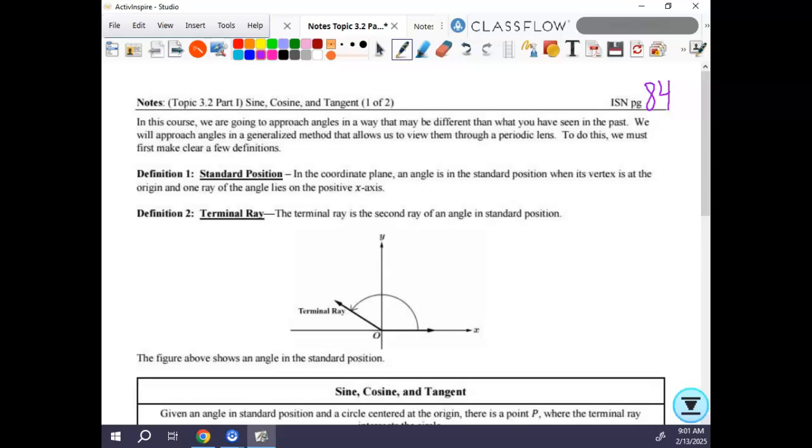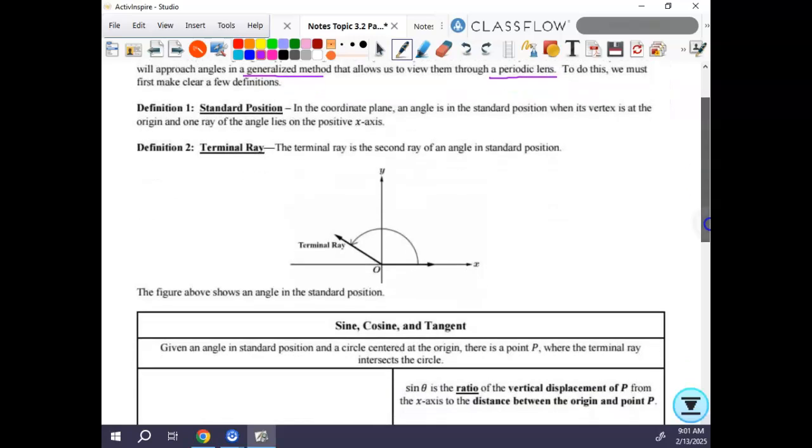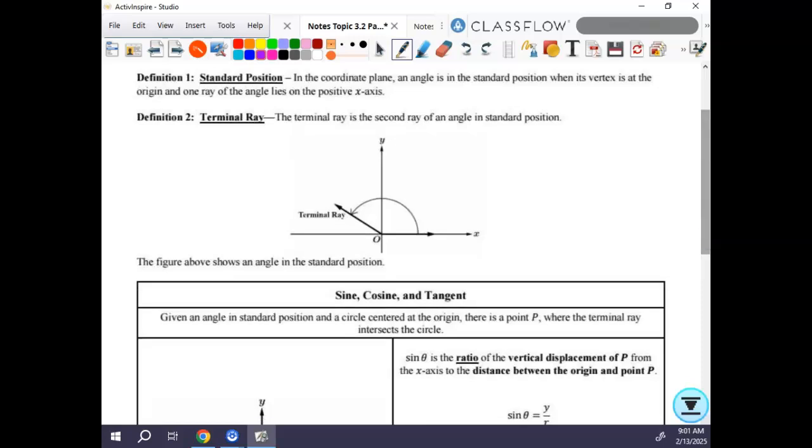All right, so in this course, we're going to approach angles in a way that may be different than you've seen in the past, but not different than you've seen this semester. We'll approach angles in a generalized method that allows us to view them through a periodic lens. To do this, we must make a few clear definitions. So this part's definitely a review. So we've got standard position. Standard position in the coordinate plane for an angle, you have an initial ray that is on the x-axis.